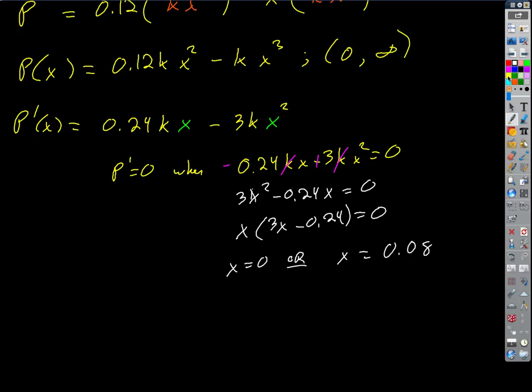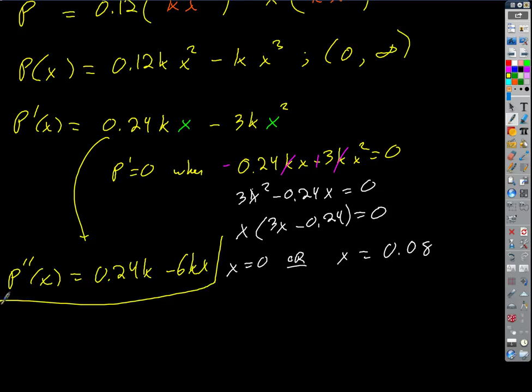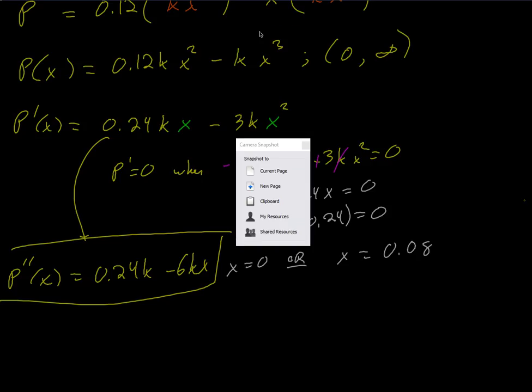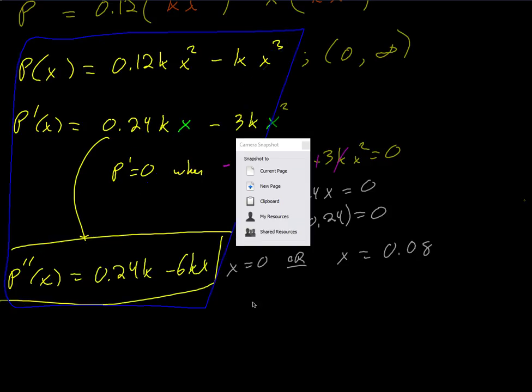And then do we want to take a second derivative? Definitely, it's a polynomial. Why not? So our second derivative, from there, what do we get? Minus 6kx. Good. And so now we can make our table. All right, so let me grab all this stuff.